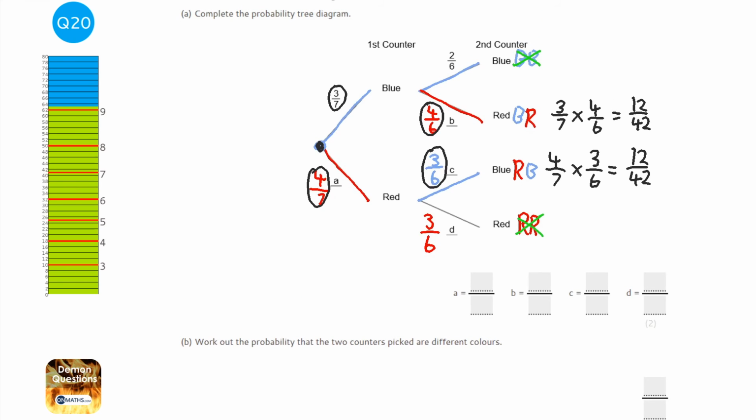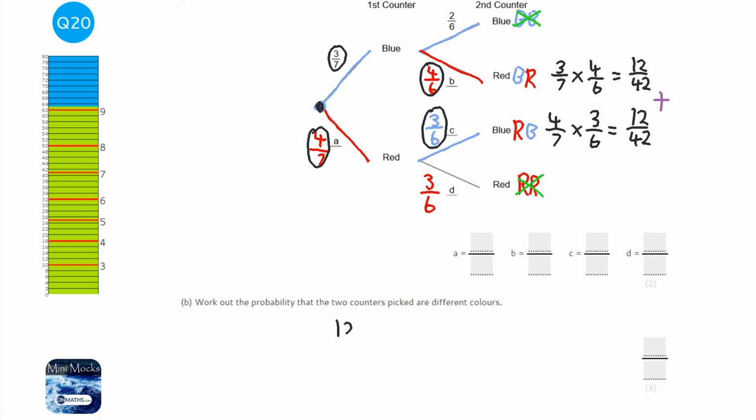We've got 2 probabilities, 2 answers. Well, we can't possibly have that. The word or comes into effect here. We either pick a blue and then a red, or a red and a blue. And the word or in probability means add. So all we need to do to finish this question is add the 2 options we had.